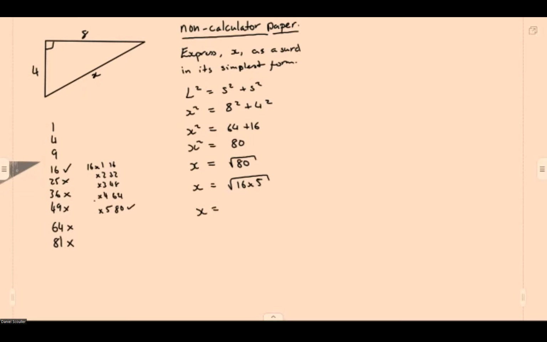So x in its simplest surd form, root 16 is 4, and we're left with 4 root 5. That's the answer there. So it's giving you a wee bit of Pythagoras, but it's asked you to put it into the simplest surd form. It's just a different way they can sort of ask this question.